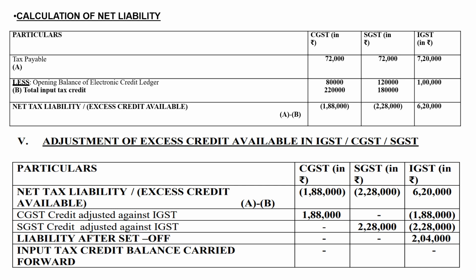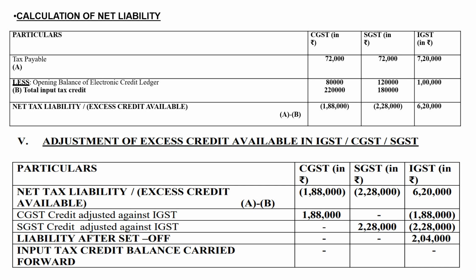Okay, in IGST we don't have a total input credit balance. So now you just take 72,000, which is your tax liability, minus the opening balance of the electronic credit ledger, and then you have the total input tax credit which you are going to deduct from the 72,000.